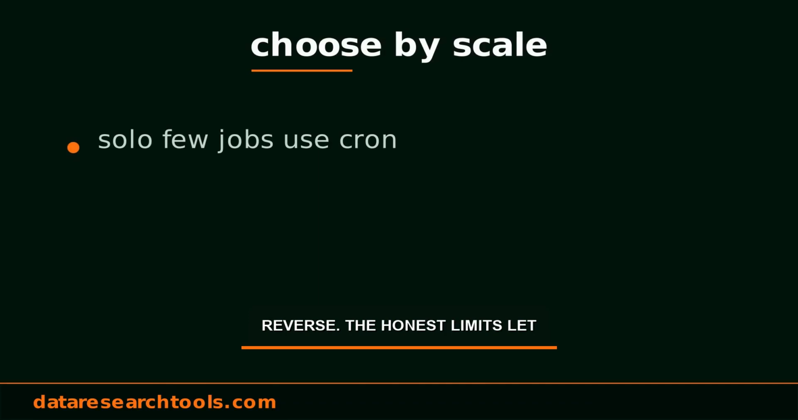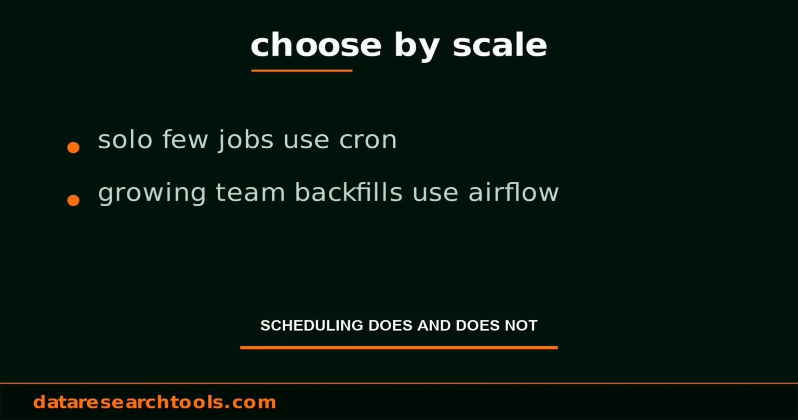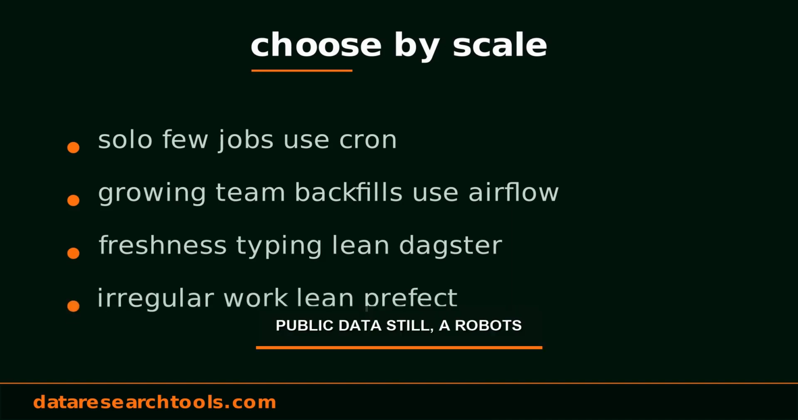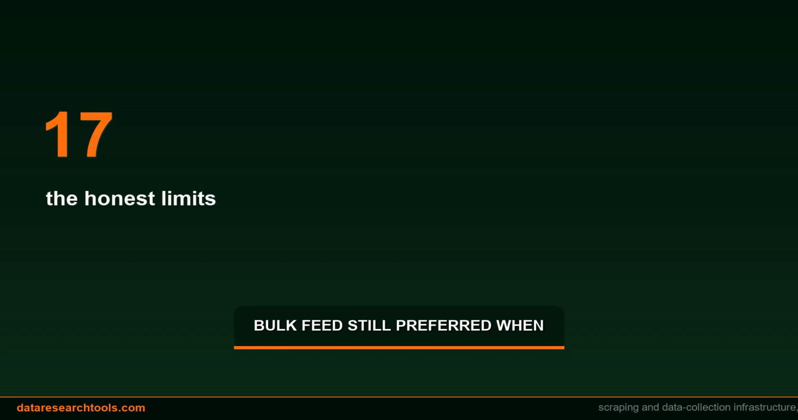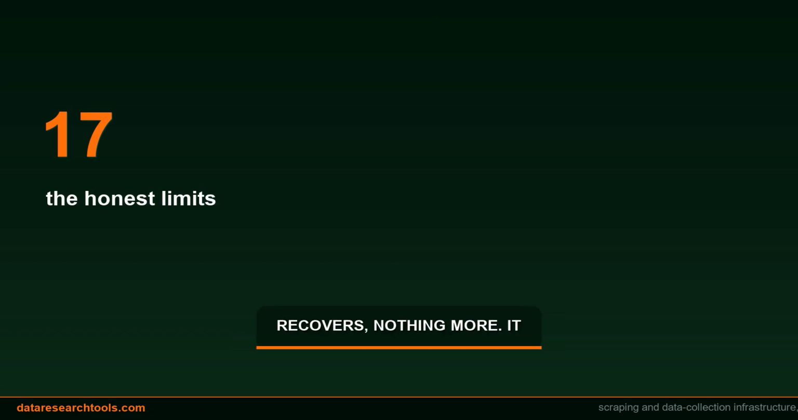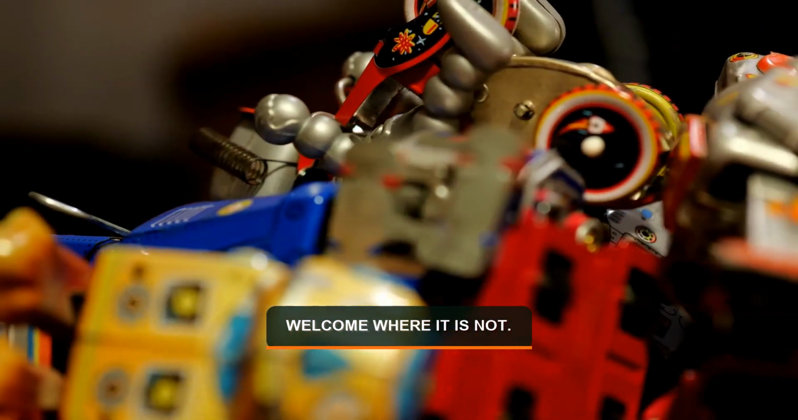The honest limits, let me be straight about what scheduling does and does not do. Running your scraper reliably on time makes your data fresh and your failures visible. It does not change what you are allowed to collect. Public data still, a robots file still respected, a rate limit still held, and an official API or bulk feed still preferred when the site offers one. A scheduler decides when your scraper runs and how it recovers, nothing more. It does not make a scrape welcome where it is not.